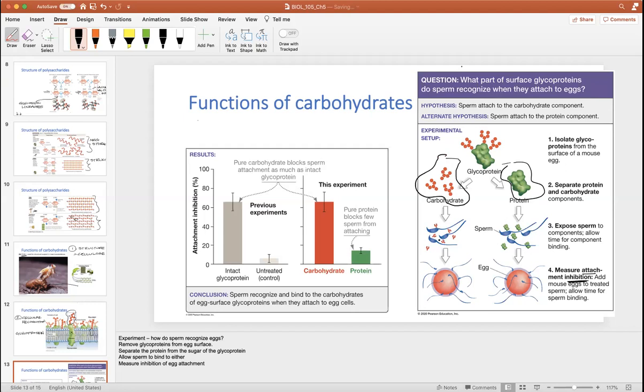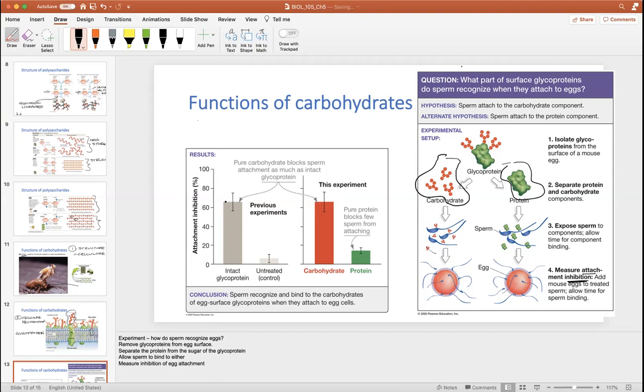When you add an egg to the petri dish, these sperm are already occupied and you should have attachment inhibition. So to figure out which fraction contains your cellular ID tag, you measure the one that has the most attachment inhibition. Now let's look at their results. So they took the intact glycoprotein, the whole thing, put it in a petri dish, let the sperm interact with it, then plopped an egg in there, and they measured the attachment inhibition.